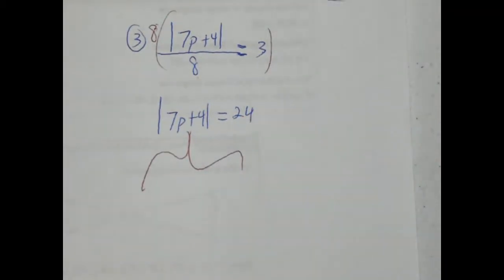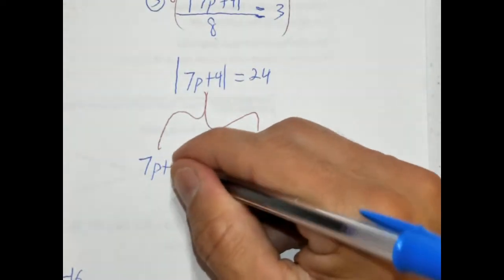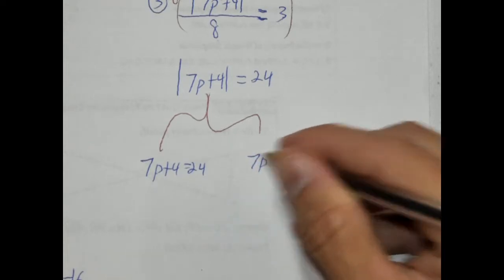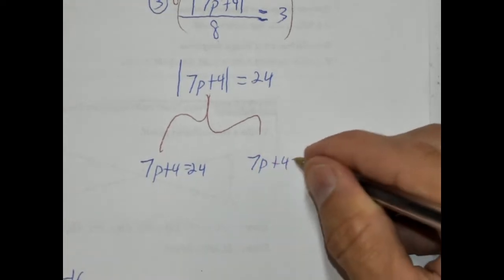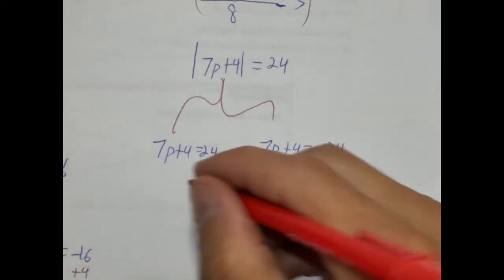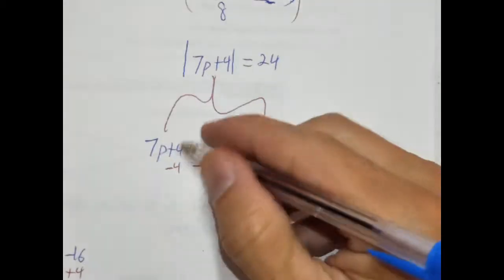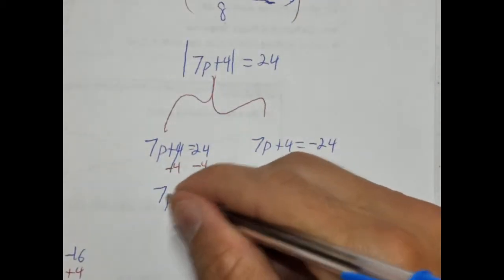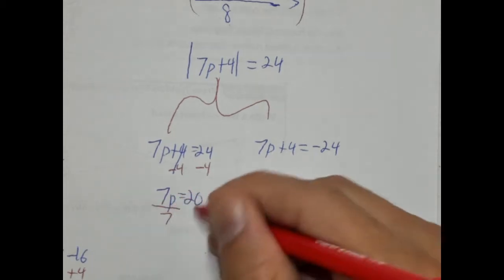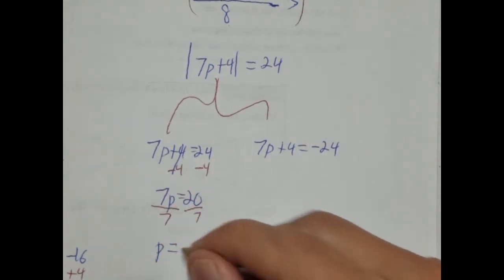So we split it. We're going to rewrite it. We're going to say 7p plus 4 equals 24. And then 7p plus 4 is equal to negative 24. And now we go ahead and solve this. So we're going to subtract 4 from both sides. Okay? And we're going to get 7p is equal to 20. And then we divide both sides by our coefficient, which in this case is 7. And we're going to get 20 over 7, which is an improper fraction.